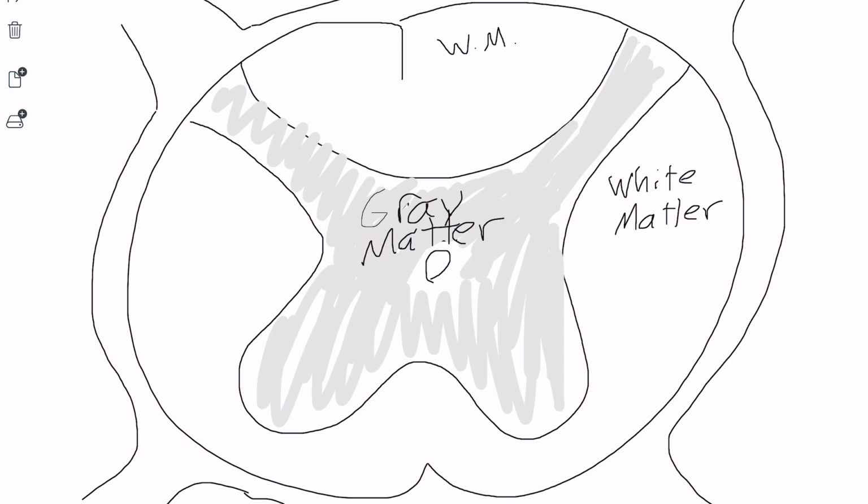Okay, so let's take a look at some of the different parts that we should know about, so as we describe the circuit, we can refer back to them. And so right here, this little section, right here, we have what is called the posterior gray horn.